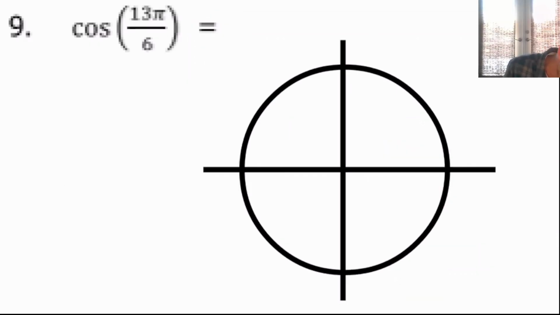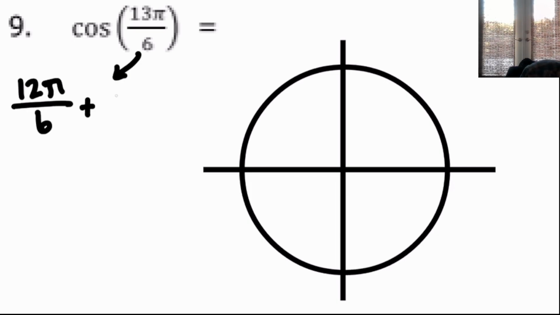Okay, now I've got cosine of 13 pi over 6. Good. I was hoping that we would go beyond 2 pi or go into the realm of negative angles. Okay, 13 pi over 6. That's bigger than 2 pi. I know that because 2 pi is 12 pi over 6. So I'm going to look at this as 2 pi plus an extra pi over 6. So really it's just the same as pi over 6.